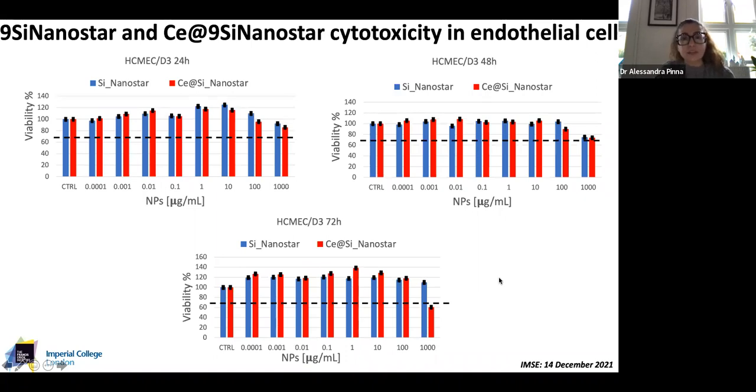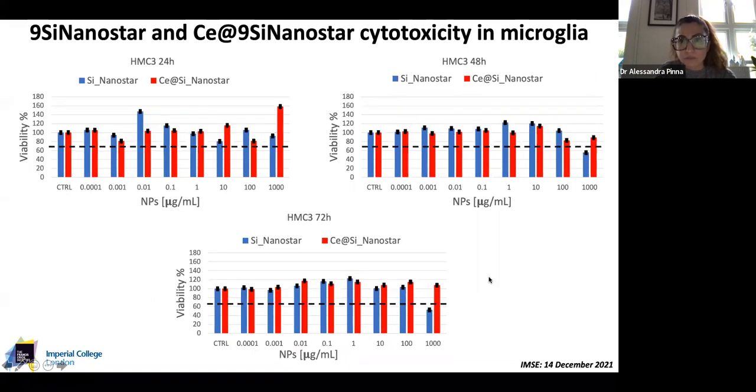In this slide, we can see the same experiment, but in the endothelial cells. We have more or less the same situation as in the pericytes. They are safe until 48 hours, and after 72 hours at the highest concentration, the particles, especially the one with cerium, start to be toxic.